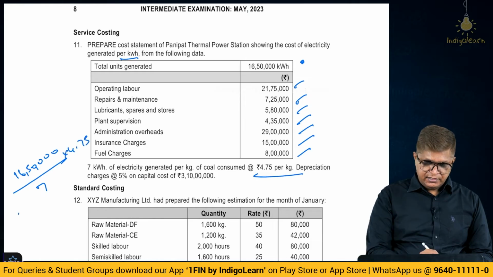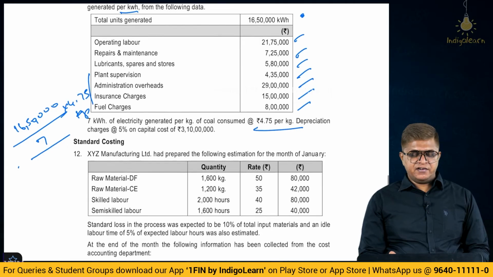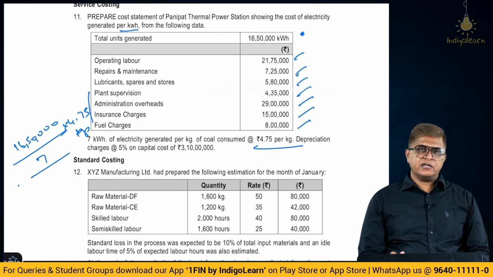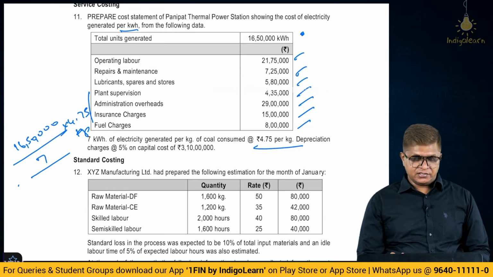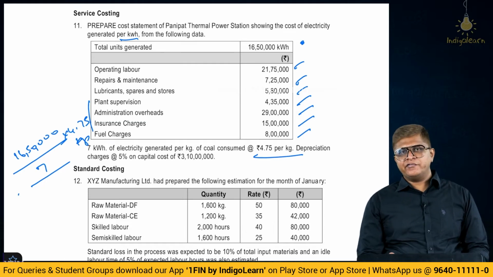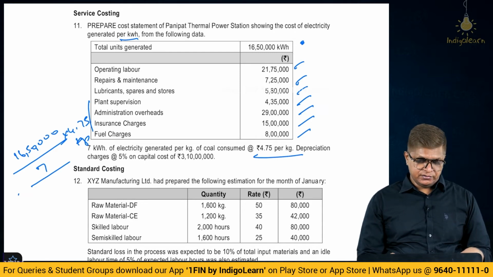So this will be our calculation for cost of coal. Depreciation is to be charged at 5% on capital cost of 3 crore 10 lakhs. So 5% into 3 crore 10 lakhs will be the depreciation. So we have to prepare a simple statement of cost where we show the fixed cost and the running cost and calculate what is the cost per kilowatt hour of energy. Let's look at the solution.